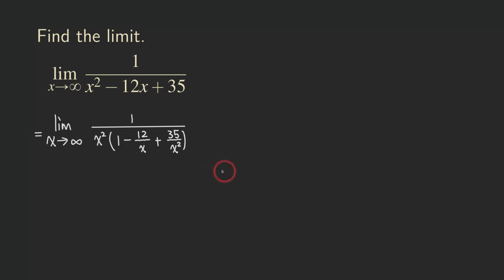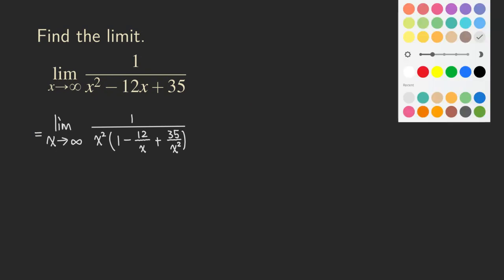Now what, right? Okay, so now let's think about what happens when x is approaching infinity here. So if x is approaching infinity, let's look at each quantity separately and see what's going on. So we are going to do it on the side right here.